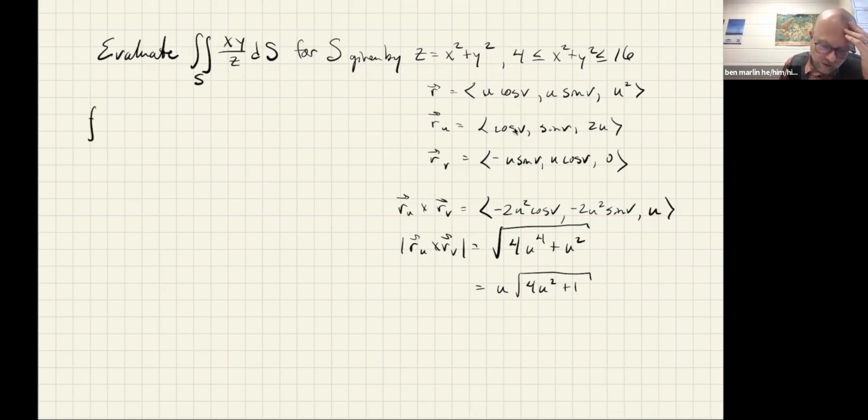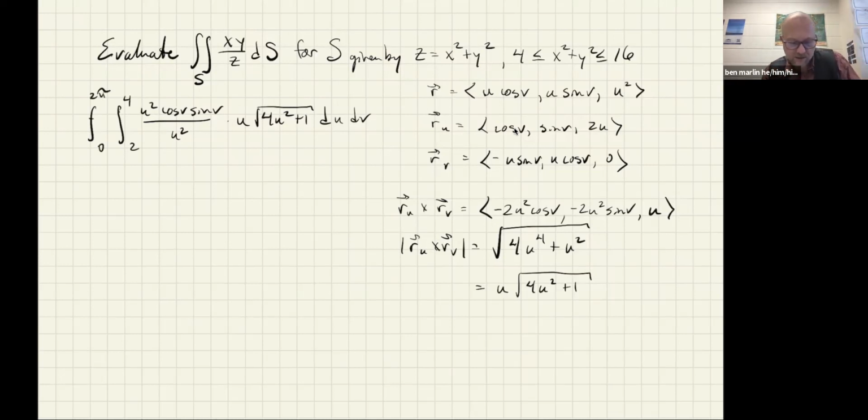So your integral that you want to do here, we're going to say x times y. Well, that's going to be u squared cosine v sine v, and then divided by z. Well, z is going to be u squared. Oh, well, that's nice. And then times u square root 4u squared plus 1, like so, and then d something. Sorry, I guess I'll go du dv, right? And the u values were like the r values here, and so those were going to go from 2 to 4. And the v were like theta, so those are going to go 0 to 2 pi.